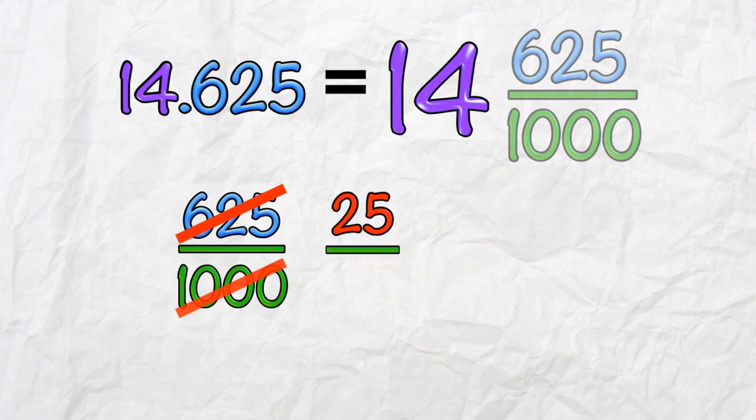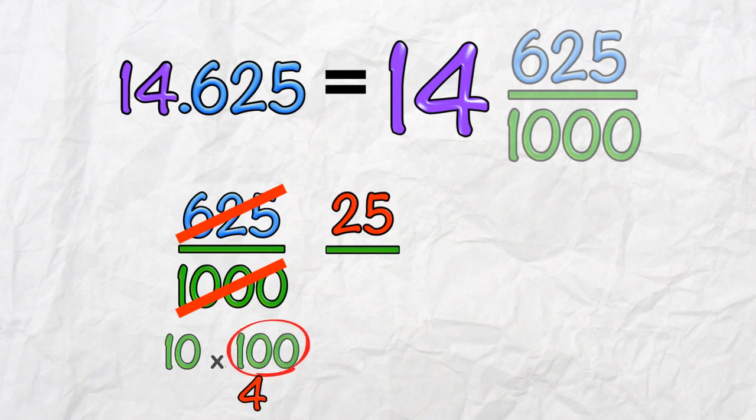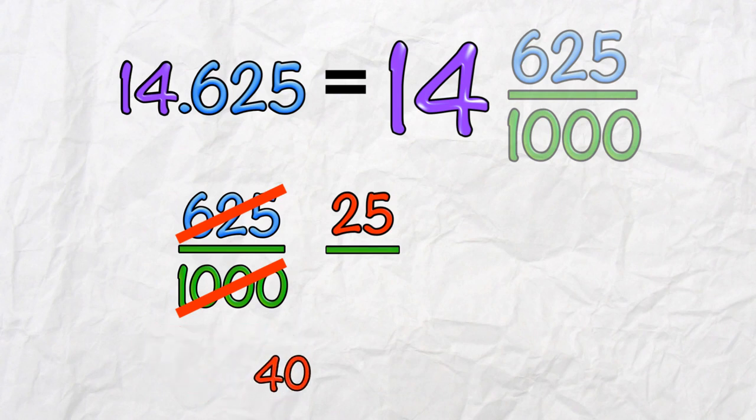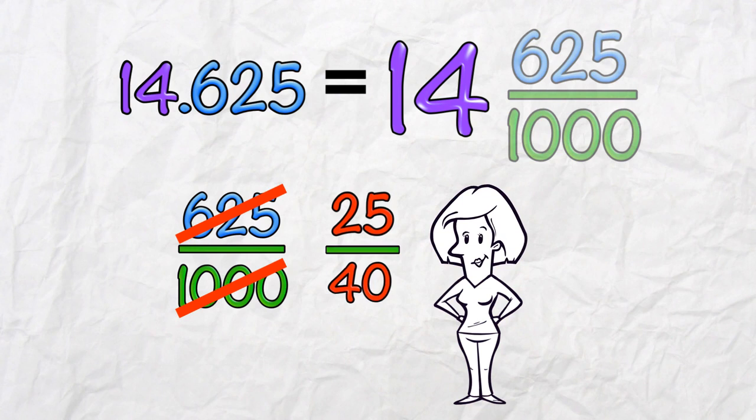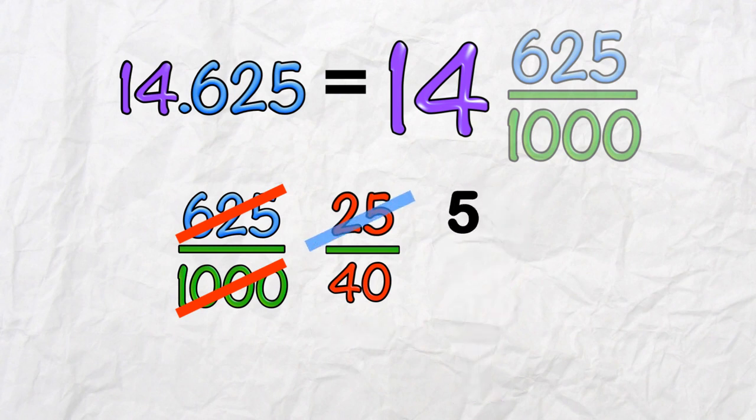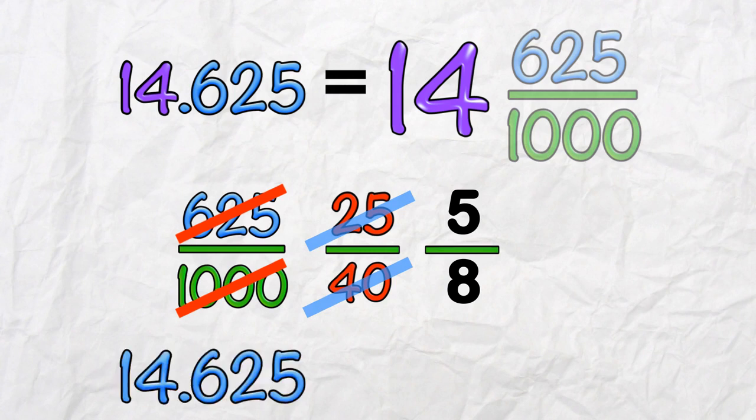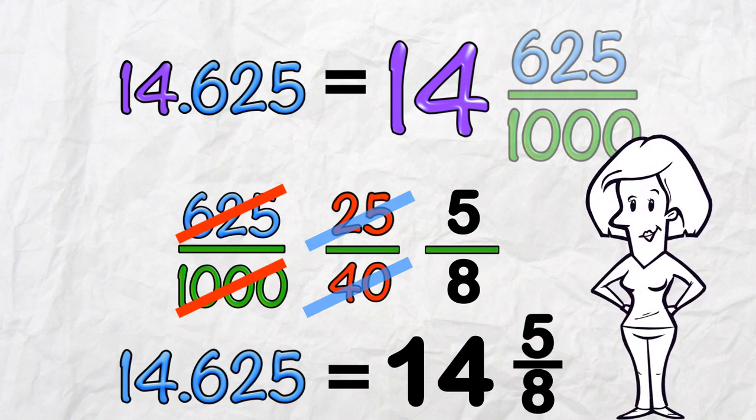Now for 1000, that's 10 lots of 100. In each 100 there are 4 groups of 25, so multiply that 4 by 10, and that gives me 40. 25 and 40 are both in the 5 times table, so we can reduce again. 25 is from 5 fives, and in 40 there's 8 fives. We can see that 14.625 is equal to 14 and 5/8.